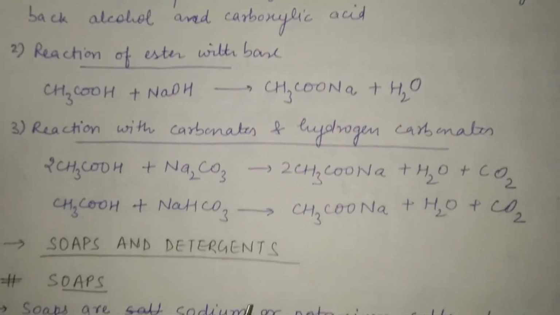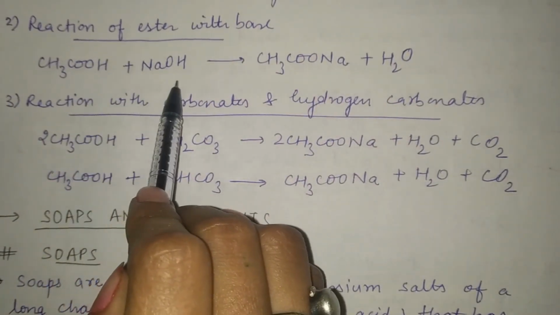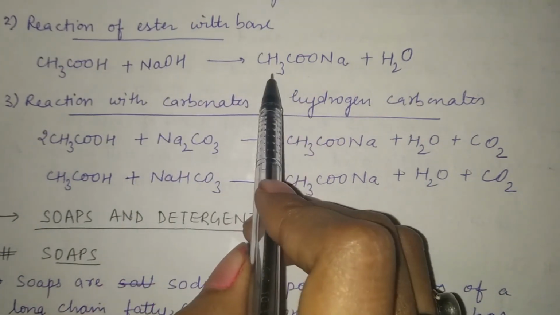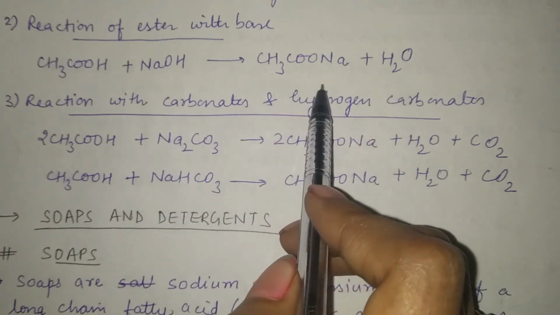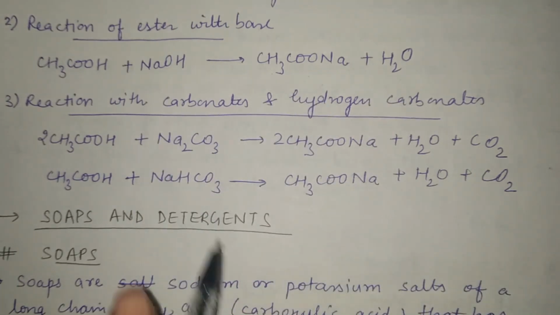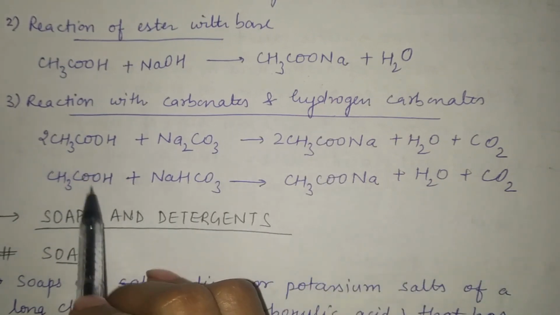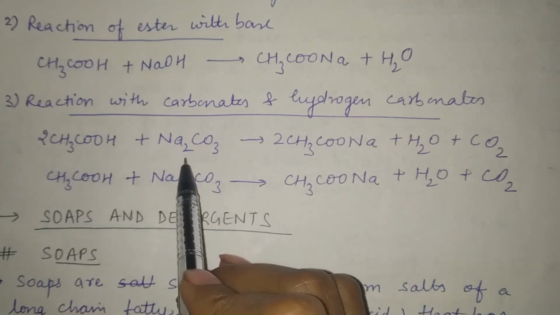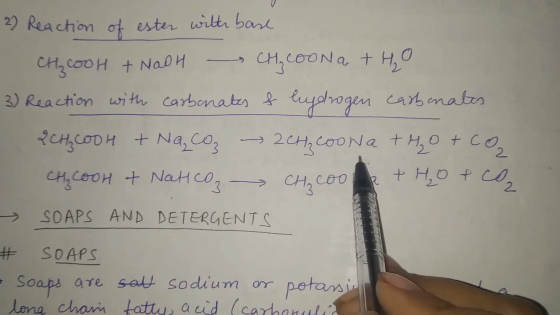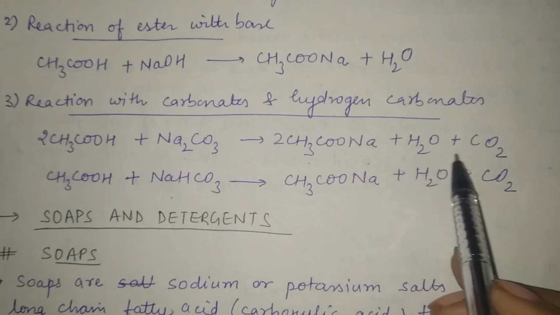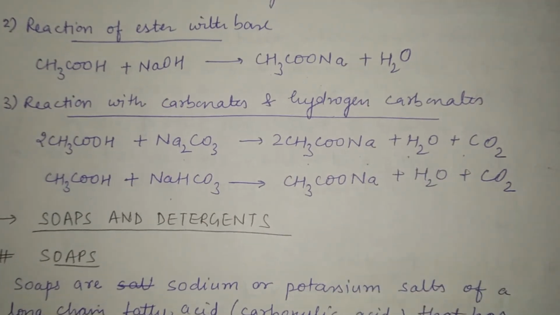Now the next reaction is the reaction with a base. When acetic acid reacts with a base, it leads to the formation of sodium ethanoate, which is a salt, and releases water. So it is a type of neutralization reaction. The third reaction is the reaction with carbonates and hydrogen carbonates. When acetic acid or ethanoic acid reacts with sodium carbonate or sodium bicarbonate, it leads to the formation of a salt, that is sodium ethanoate, with the evolution of carbon dioxide gas and formation of water.